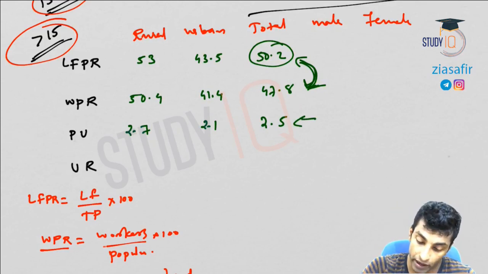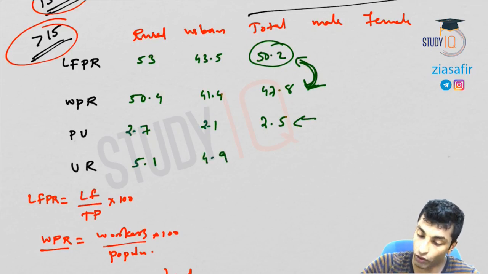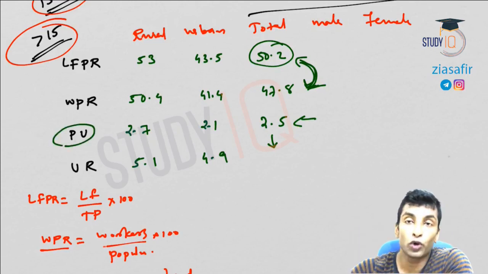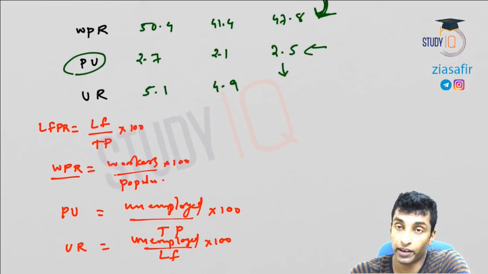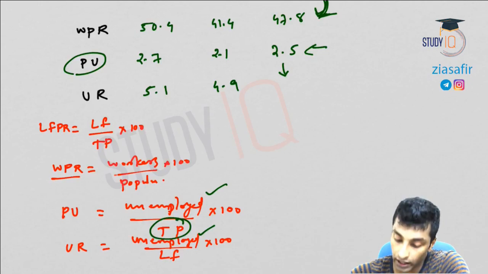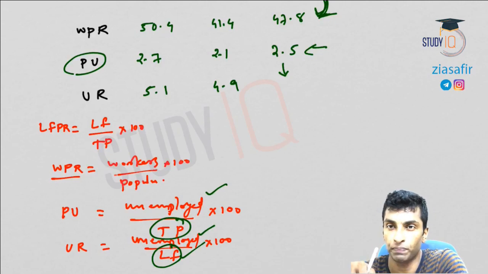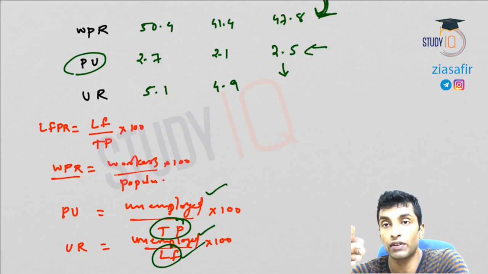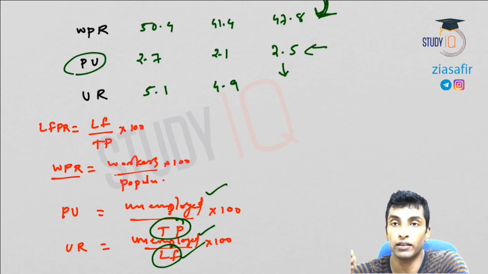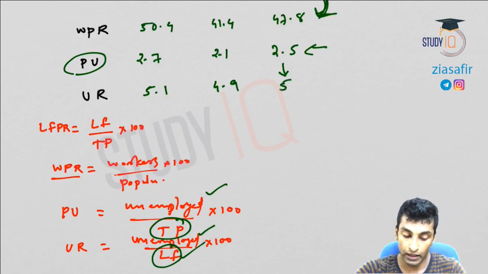Okay. Now unemployment rate: 5.1, 4.9. Now what will be the unemployment rate here? See, proportion unemployed we got 2.5. So from that, can you calculate unemployment rate? The numerator is common in both, and in proportion unemployed the denominator is total population. Here it is labor force only, and we already understood labor force is half of total population. So what will happen with the answer? The answer will be doubled, because the denominator is halved. So unemployment rate will be double that of proportion unemployed. So I'll get 5% here.